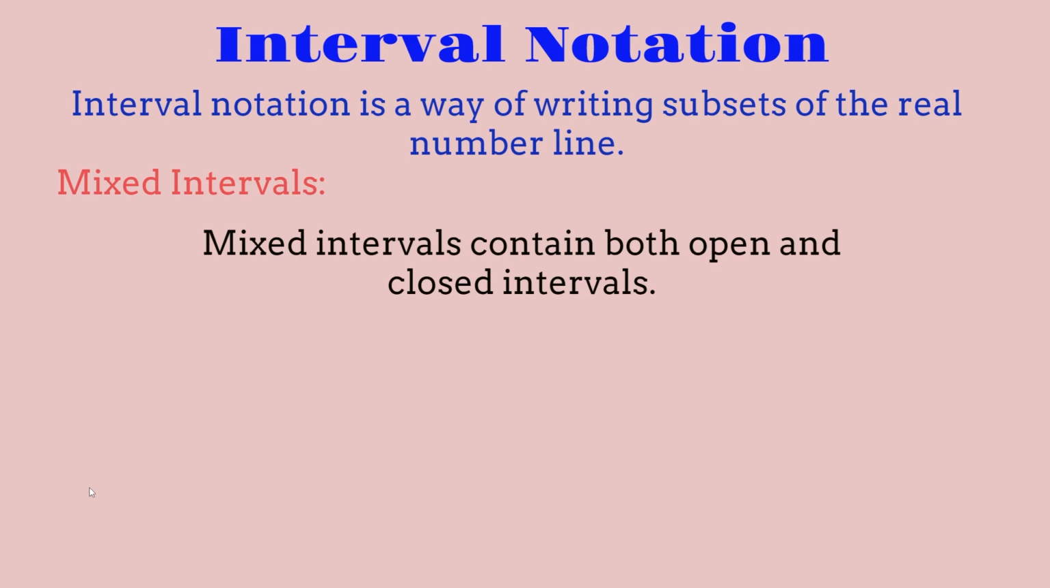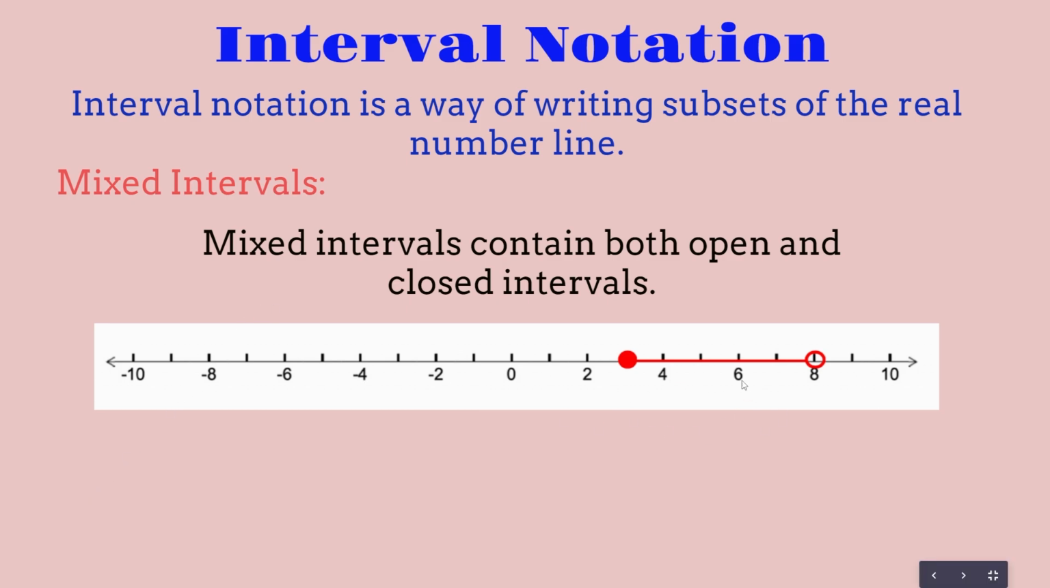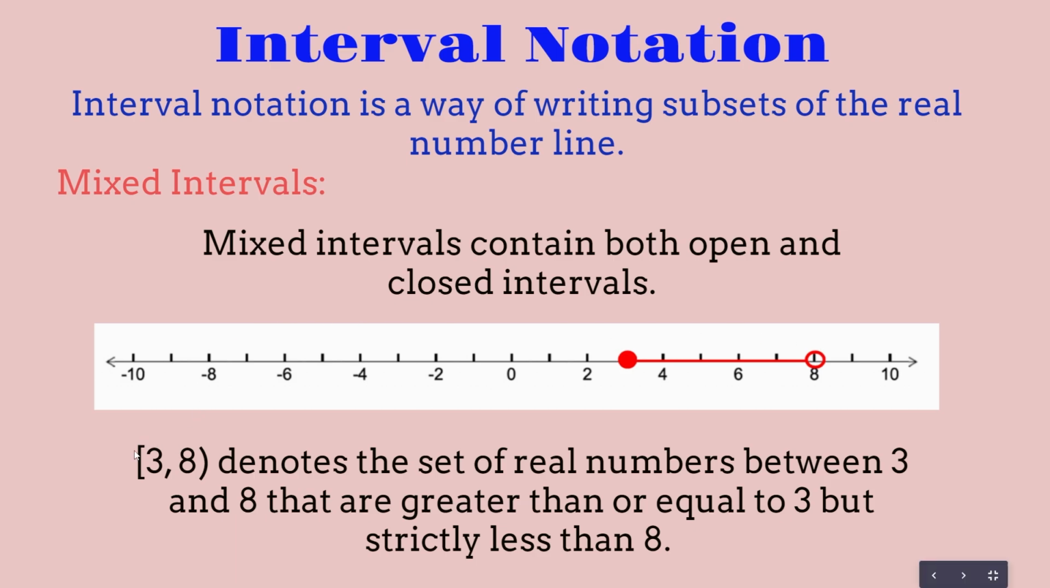Mixed intervals contain both open and closed endpoints. If we have an example, we can see here that this one has a closed endpoint at 3, so we're going to have to use the square bracket in this case. Then we can see that it goes all the way until 8, and this is an open endpoint, so this one is going to have a parenthesis instead. It's going to look like this: square bracket 3, comma 8. This basically says that it includes all real numbers, including 3, but not including 8. So all the numbers between 3 and 8, not including 8.